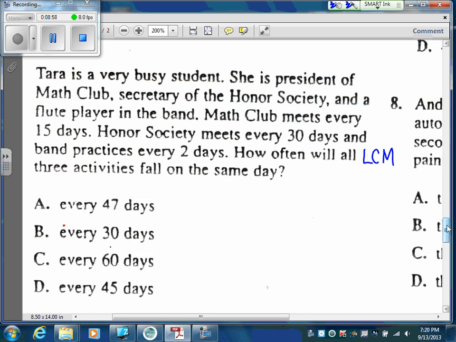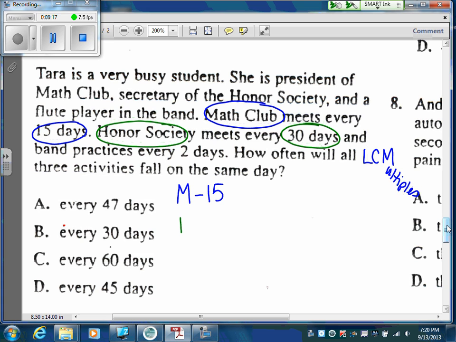M stands for multiples. Remember, multiples get bigger. So we're looking at Math Club meets every 15 days. Honor Society every 30.